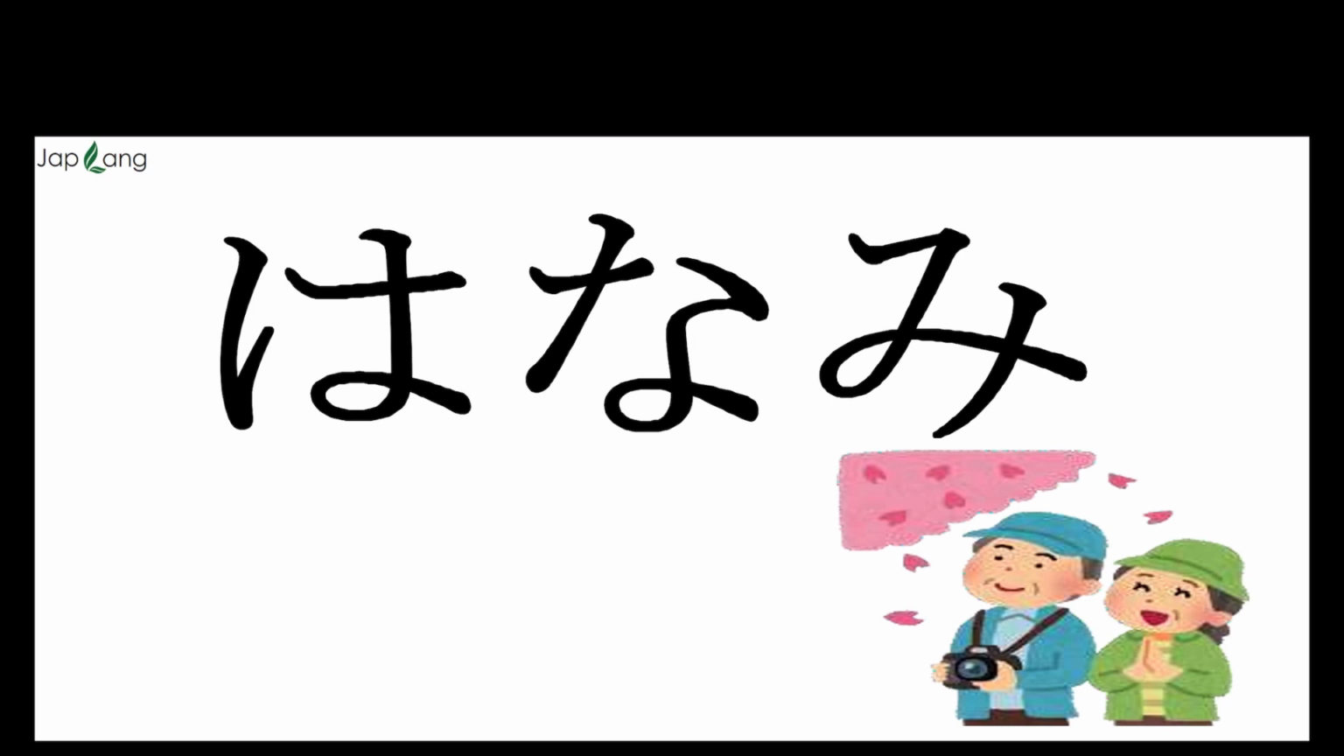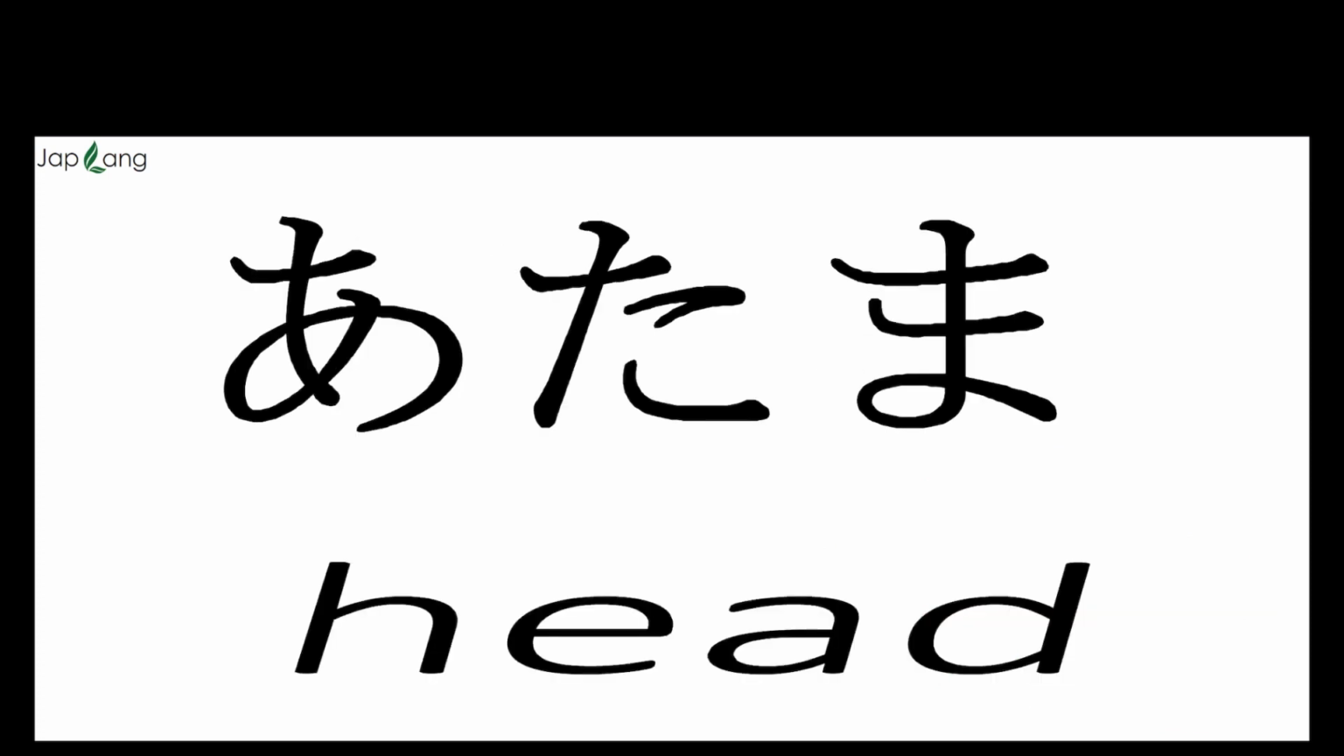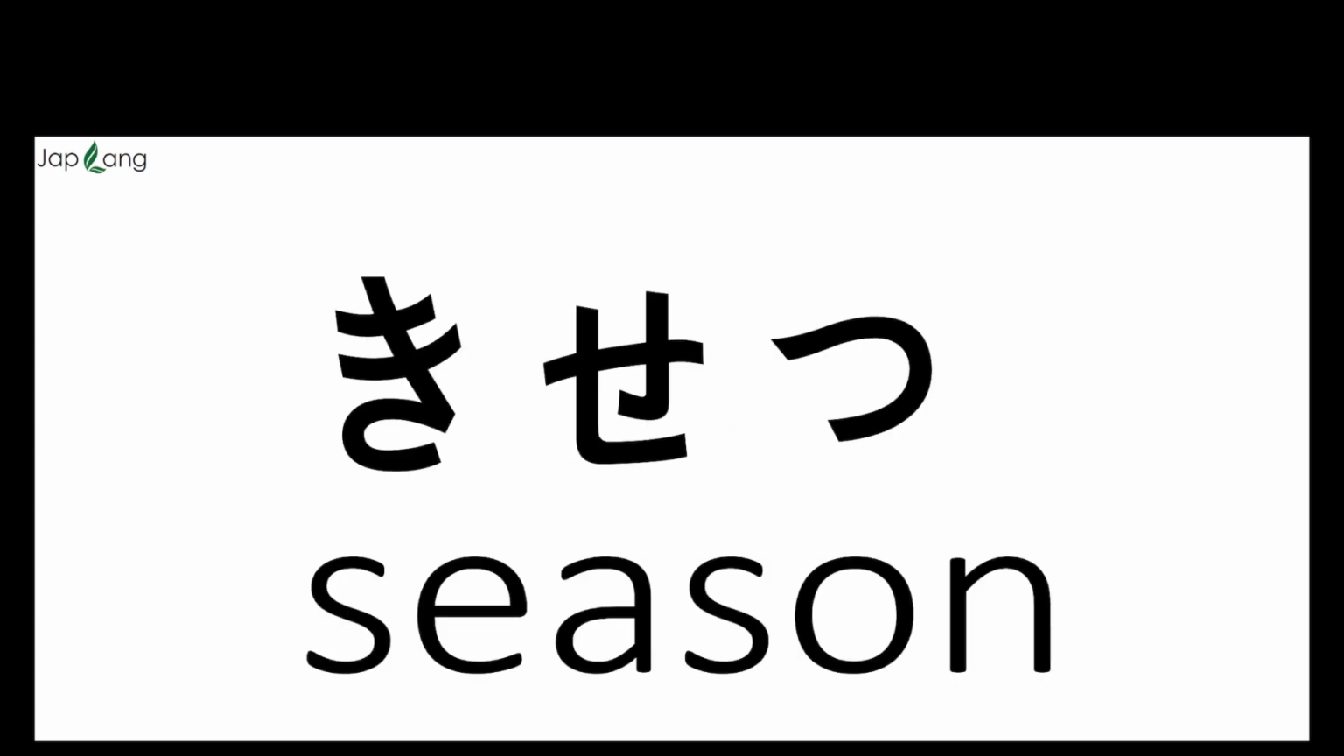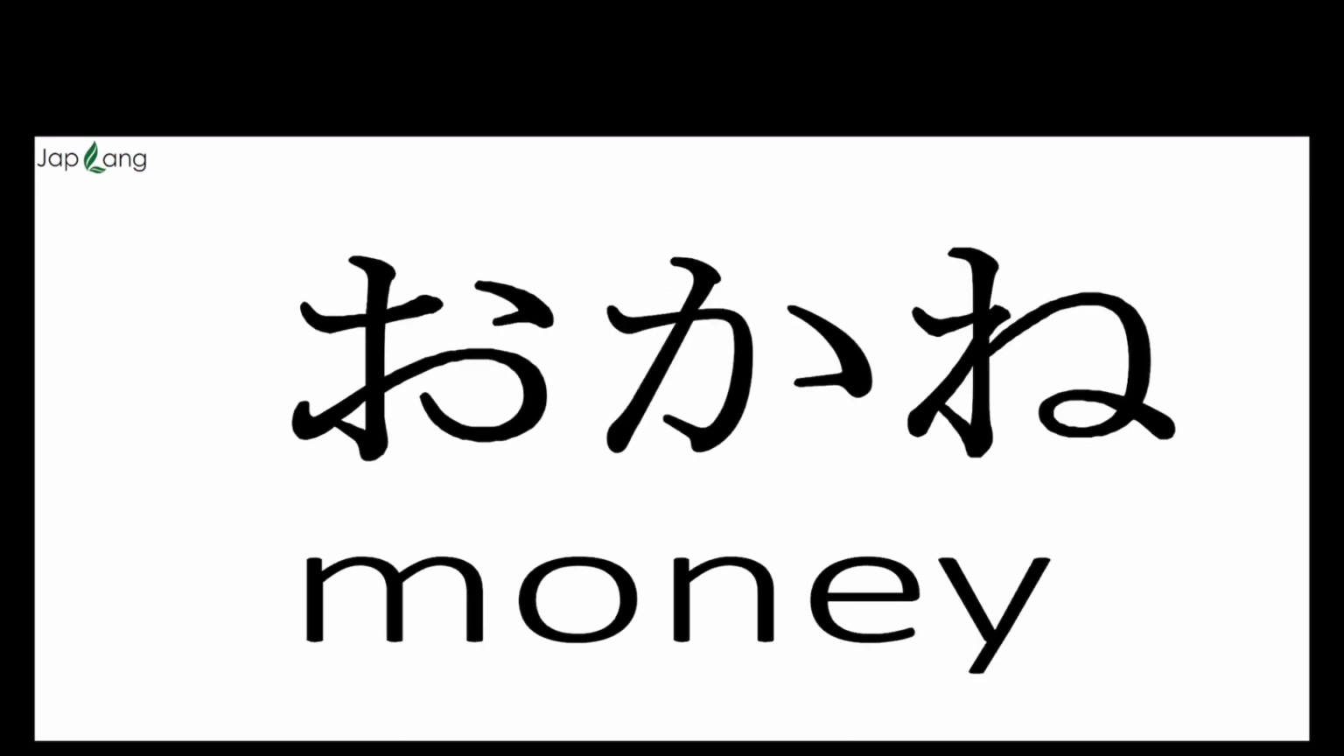Hanami is flower viewing, flower watching. Atama is head. Na is 7, number 7. Kisetsu is season. Okane is money. Alright, thank you so much.